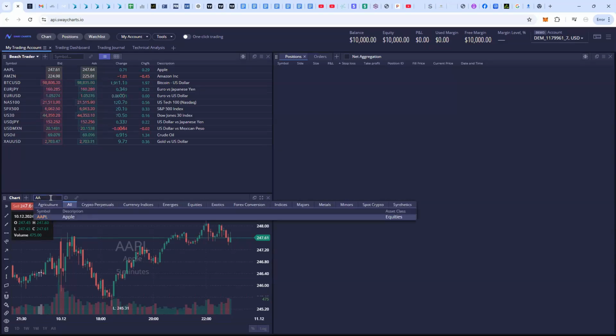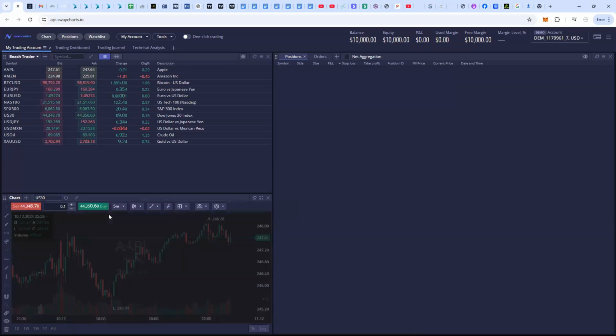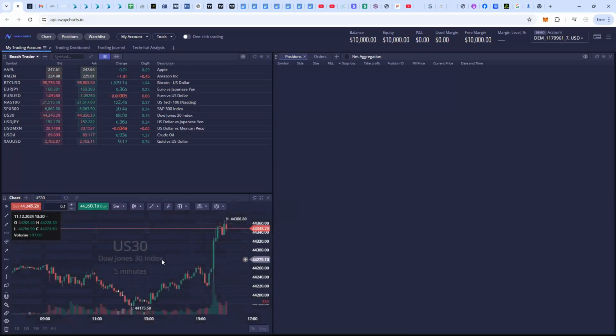And then if you want to look at the chart for it, you're just going to put in whichever one. It's on Apple right now. You could put in, let's say, US 30. Click it. This chart is going to be for US 30. Very, very simple. You could buy and sell right here. Sell is red, buy is green. You're on 0.1. So let's say we want to take a trade. We want to take a sell for US 30.